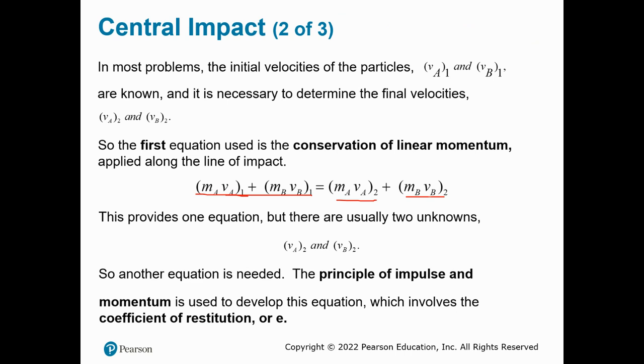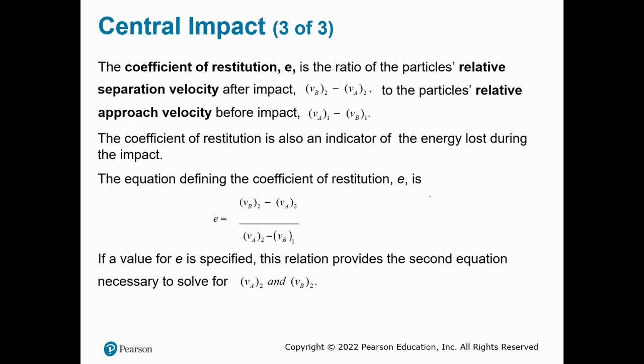And this one additional equation will be the principle of impulse and momentum. This usually refers to the coefficient of restitution, or the value of E here. The coefficient of restitution is defined as the ratio of the particle's relative separation velocity after the impact divided by the particle's relative approach velocity before the impact. So the velocity difference after the impact goes on the numerator, and before the impact goes on the denominator.